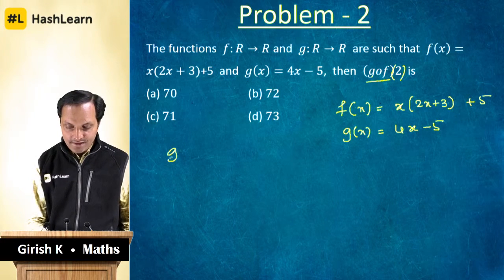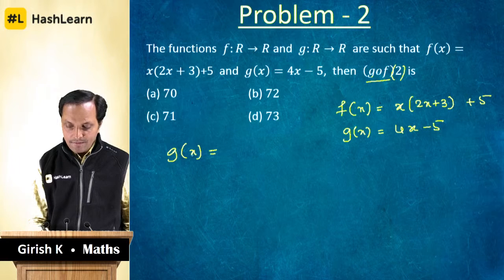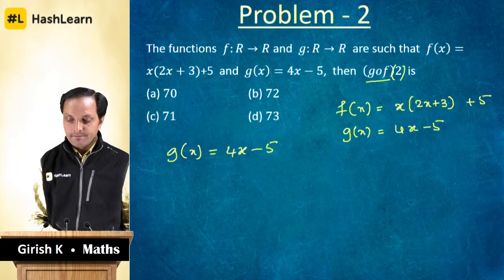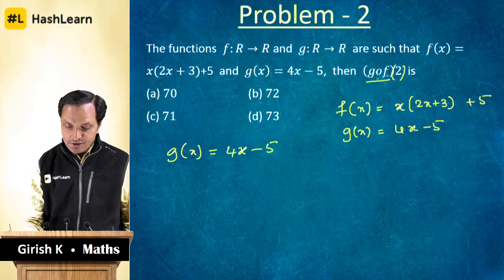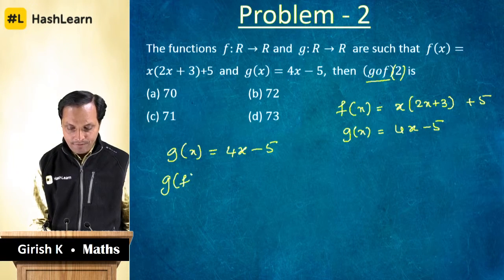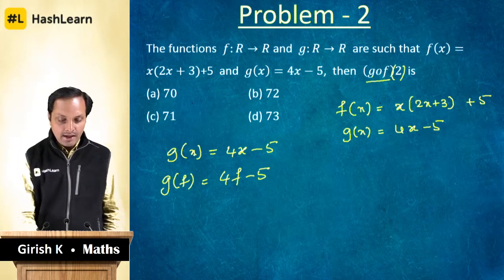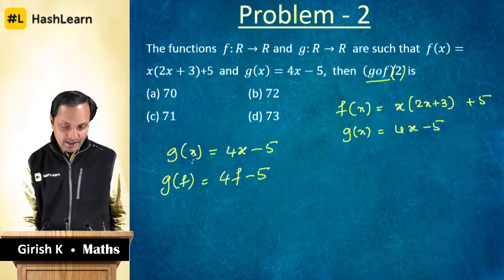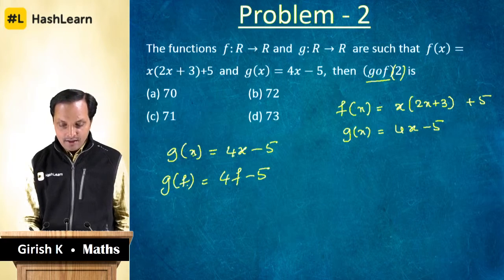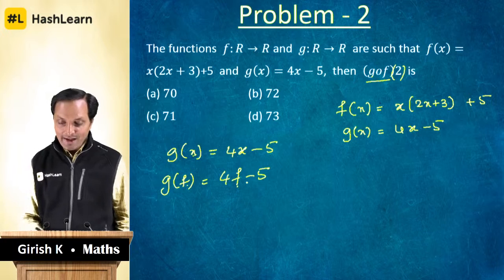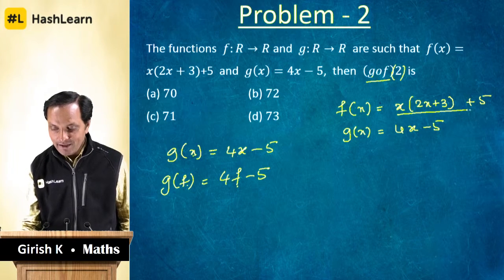So what is g of x? So g of x is 4x minus 5, and you need g of f. g of f is 4 times f minus 5. यहाँ पे x के बदले में f को डालना है, 4f minus 5. So what is f? Your f is something bigger.